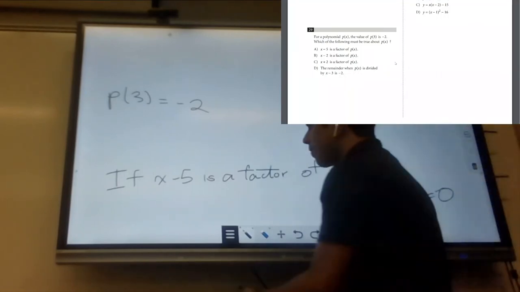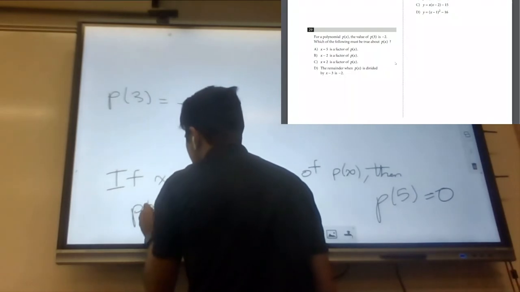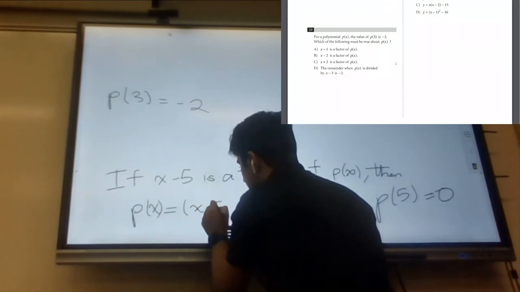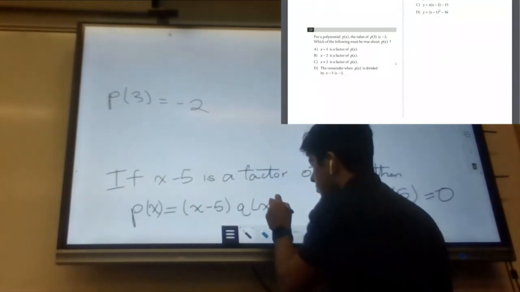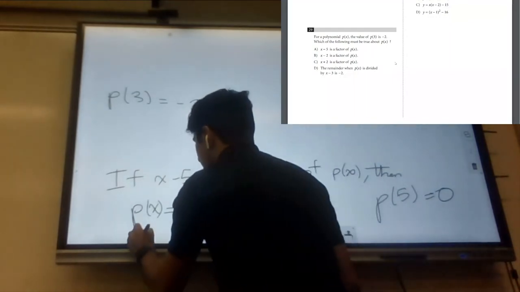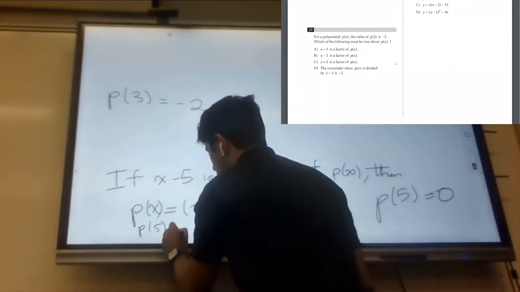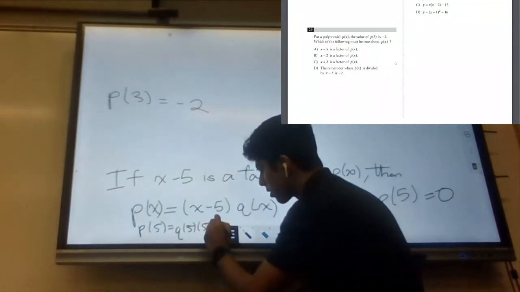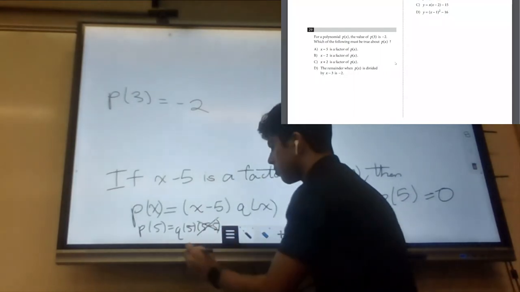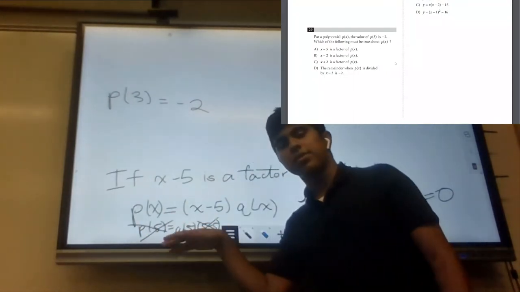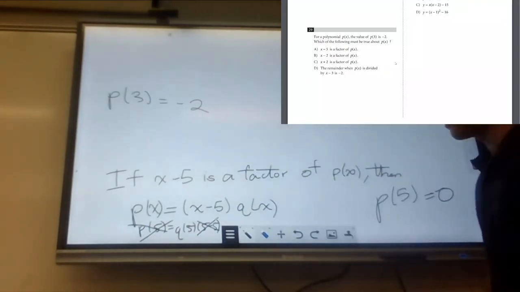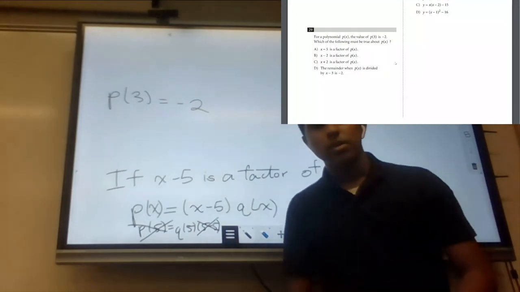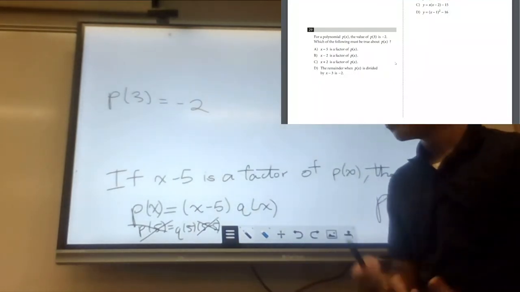Because if x minus 5 is a factor of p of x, then you can write p of x as x minus 5 times some other polynomial q of x. Then p of 5 is going to be q of 5 times 5 minus 5, and this is going to be 0. So p of 5 is going to be 0. So if x minus something is a factor of p of x, then p of that something is going to be 0. So if x minus 5 is a factor, is p of 5 zero? We don't know.